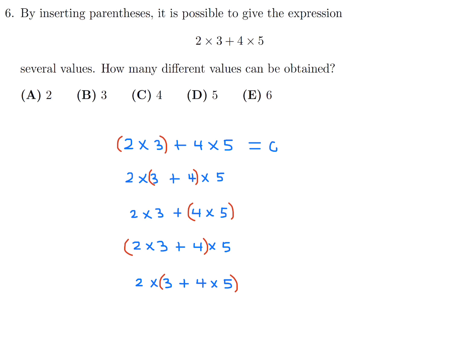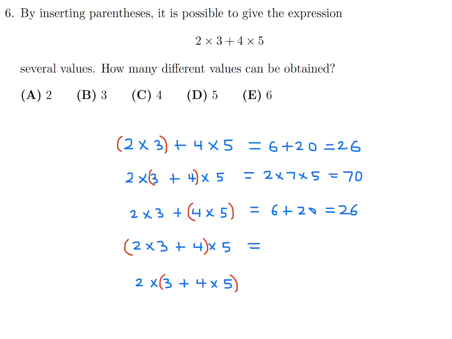It just still is 6 plus 20, which is 26. The next one, okay, this one I think changes things. It becomes 2 times 7 times 5, which is 14 times 5, which is 70. This one doesn't do anything. It's the exact same as if you didn't put any parentheses.